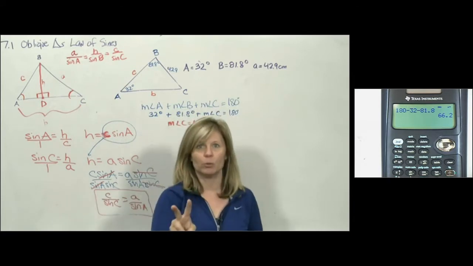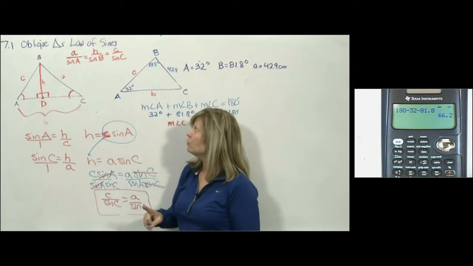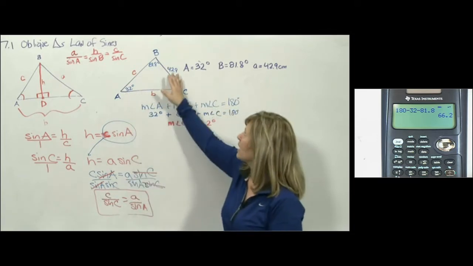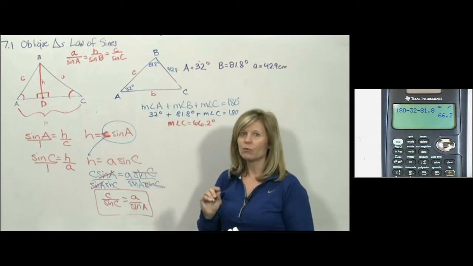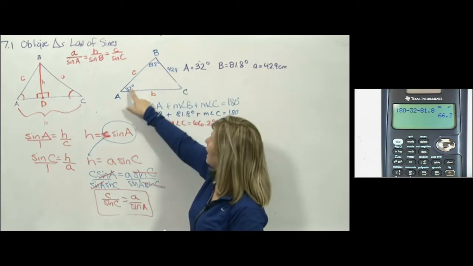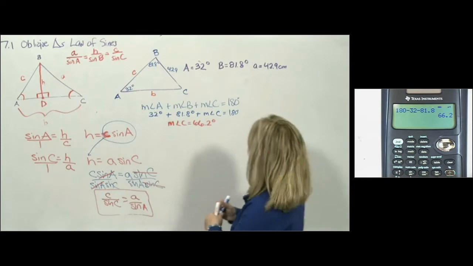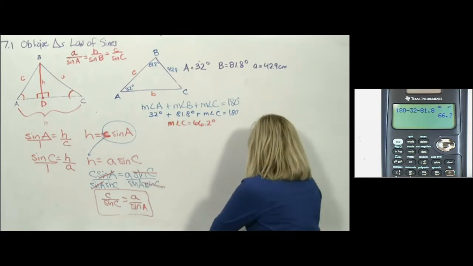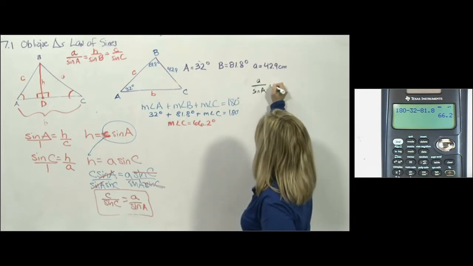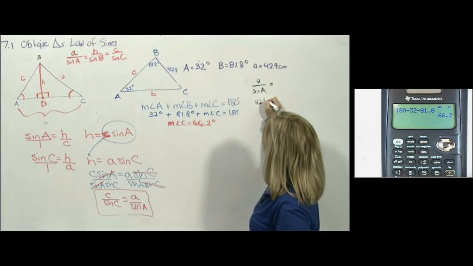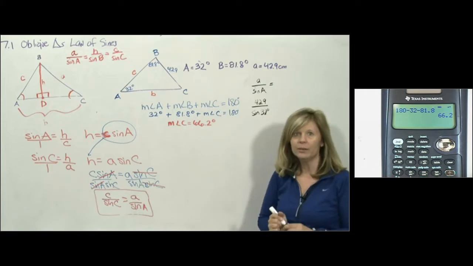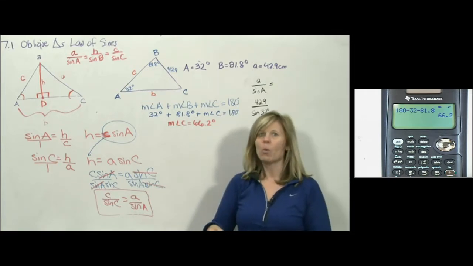Okay? Now, we're not going to use all three fractions. We're only going to use two. The first fraction you use is the one you know both the angle and side for. So everybody look at your information that was given. Which fraction can we fill in when we know both the angle and the side? We know side A and angle A. So that's the first fraction we're going to use. A over sine A. Because we know side A is 42 and 9/10, and we know angle A is 32 degrees.